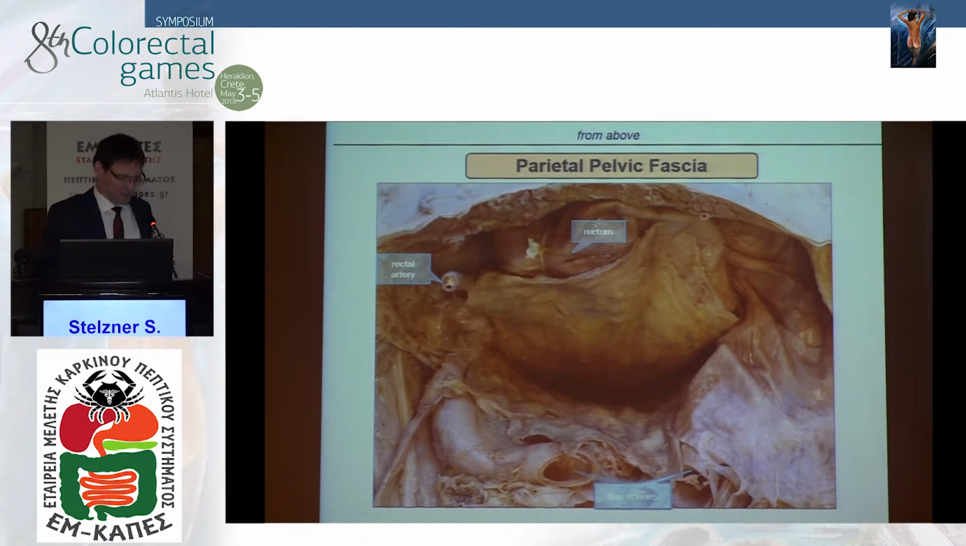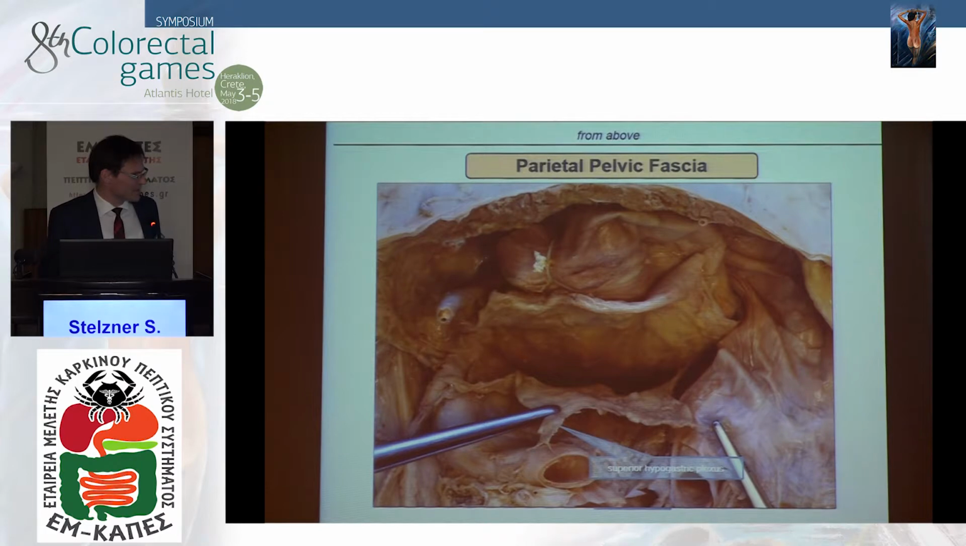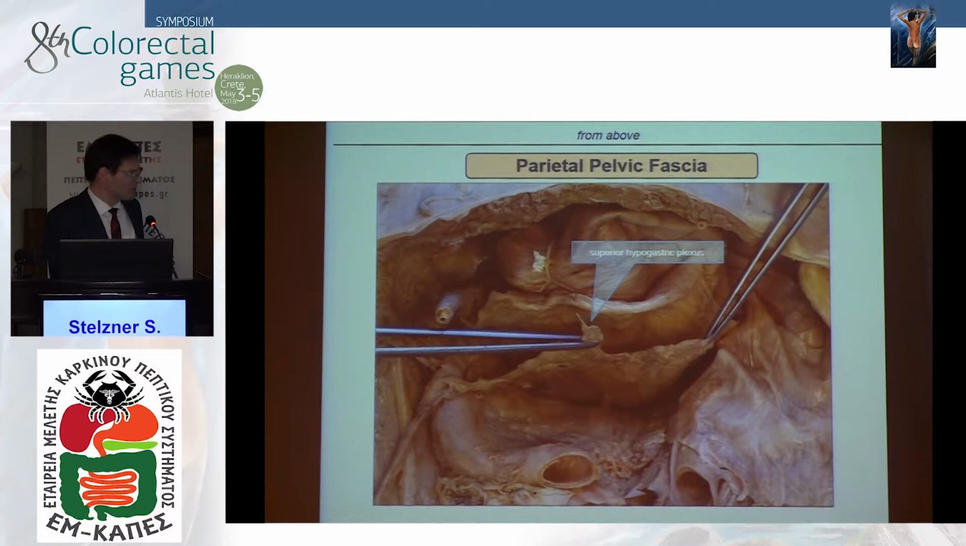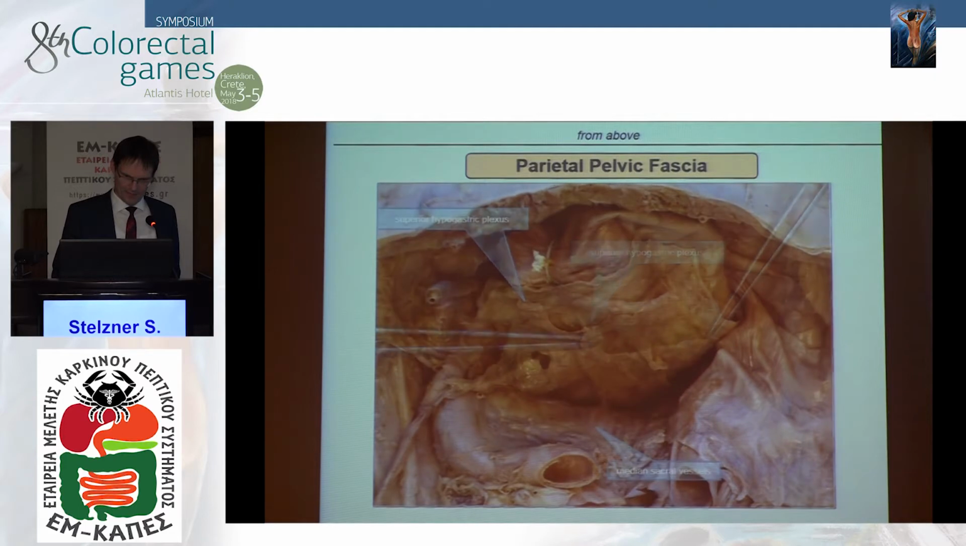start TME kind surgery. But when we dissected the nerves, especially the superior hypogastric plexus and the hypogastric nerves, we came across a phenomenon that you could lift up a whole plate of fascial structure, which represents the parietal pelvic fascia, and which contains these nerves in between two lamellae.